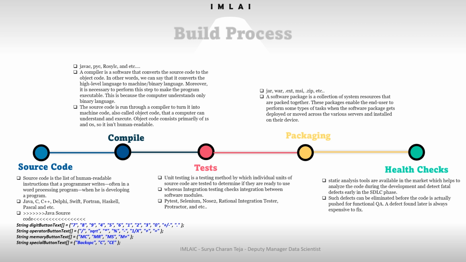Two things are very important. One is bugs, and the second one is vulnerability. What is vulnerability? I'll tell you. We have some specific modules for bugs and vulnerabilities, and there we are going to discuss it in the code. So in short, this is the entire build process.